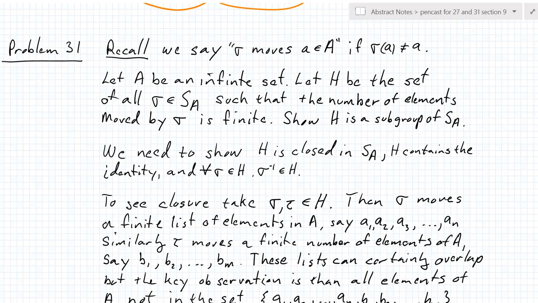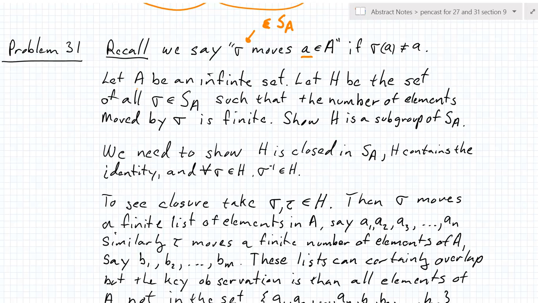So we say that a permutation sigma, this is an element of S sub A, moves an element a if sigma of a is not equal to a. Another way of saying that is it moves an element if that element is not fixed by the permutation.